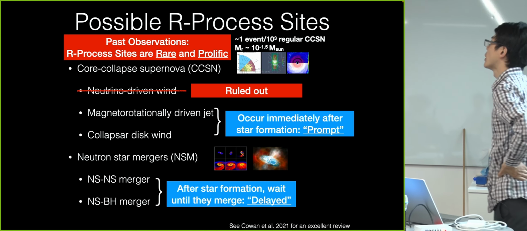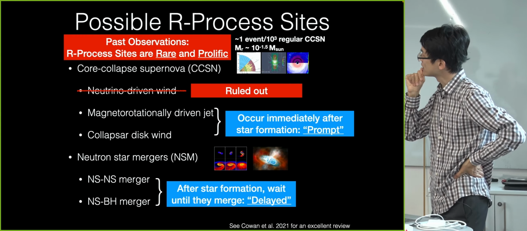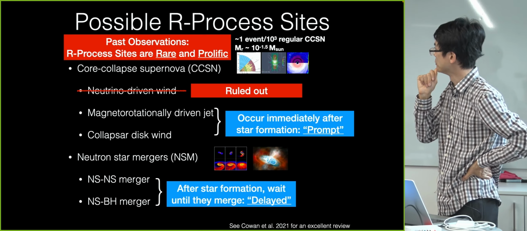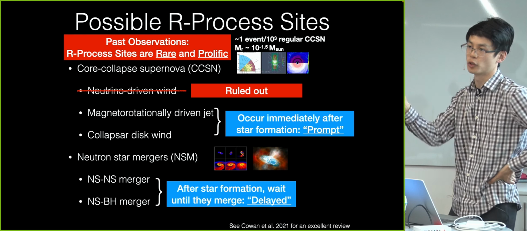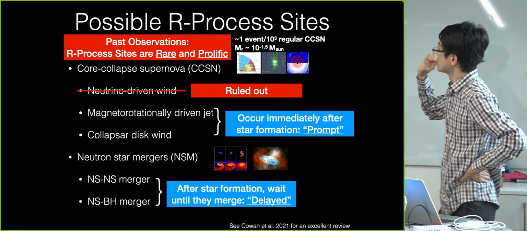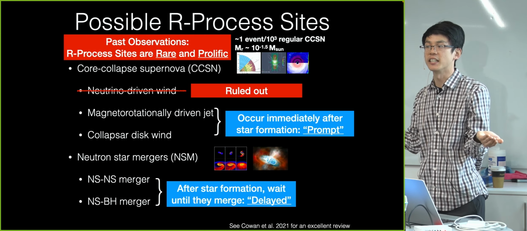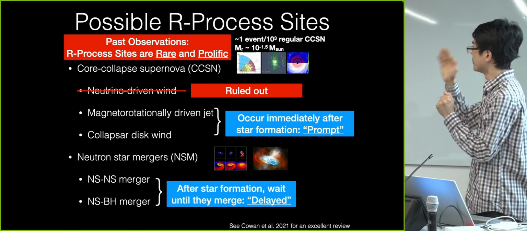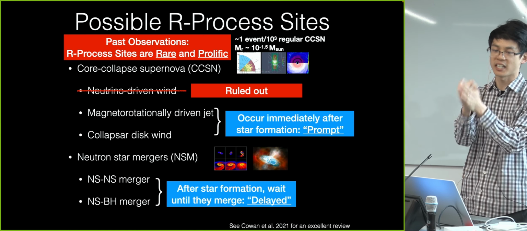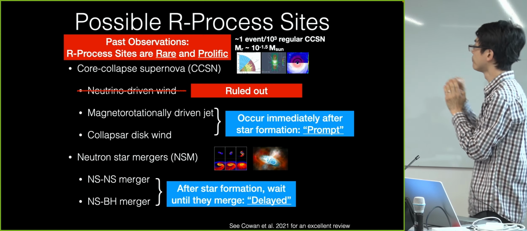So the way that people have tried to characterize this in the past is you can distinguish between core collapse supernovae and neutron star mergers based on the time at which the r-process happens after a burst of star formation. Core collapse supernovae are the deaths of massive stars that happen essentially instantaneously after you form some stars in a galaxy. So you form your massive stars, they die, and you make the r-process elements. This is called a prompt source of r-process elements.